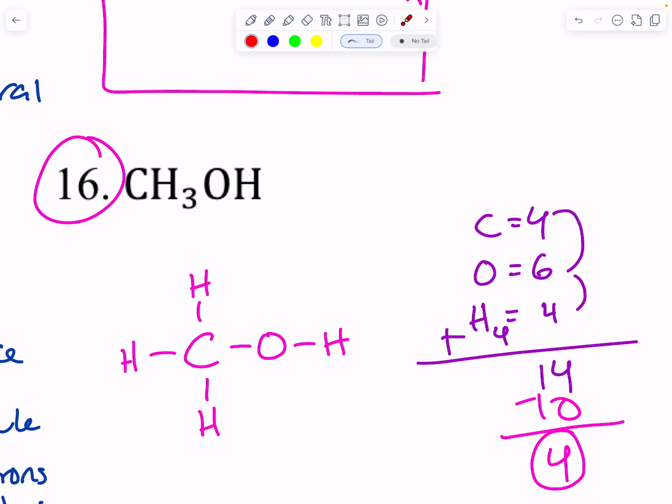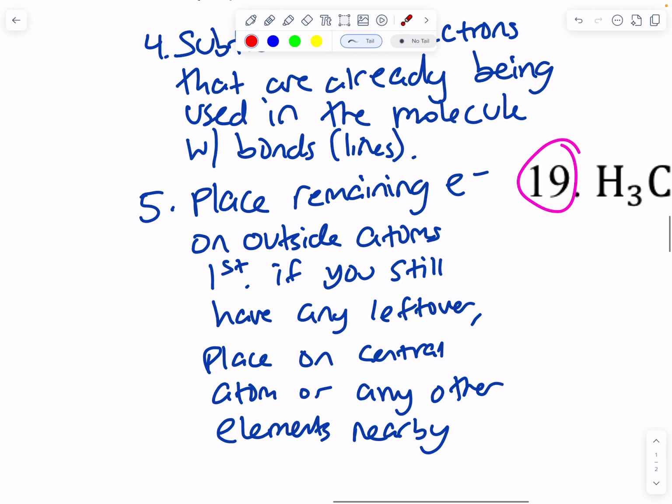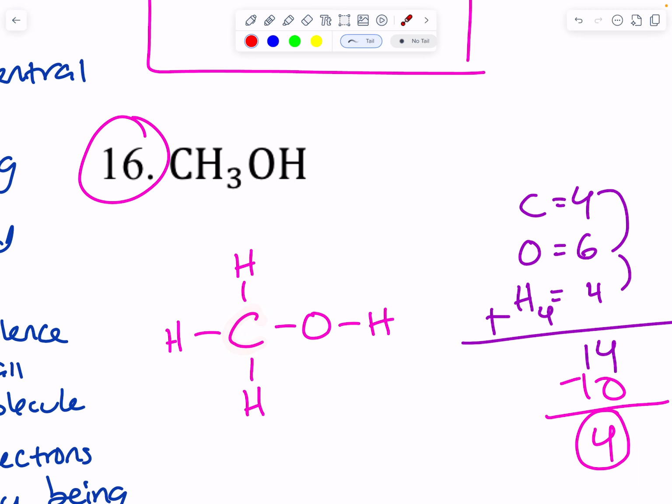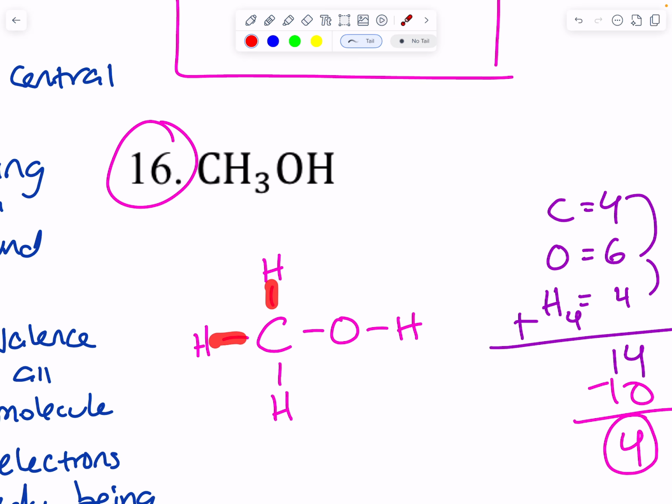So then that means we have to place the remaining on the central atom, okay, to make it happy. So my central atom we said was carbon, but look at that. Carbon already has 1, 2, 3, 4 bonds, meaning it already has 2, 4, 6, 8 electrons, meaning it's already happy. Okay, it's already octet. Hydrogen is also happy. Every single element is happy.